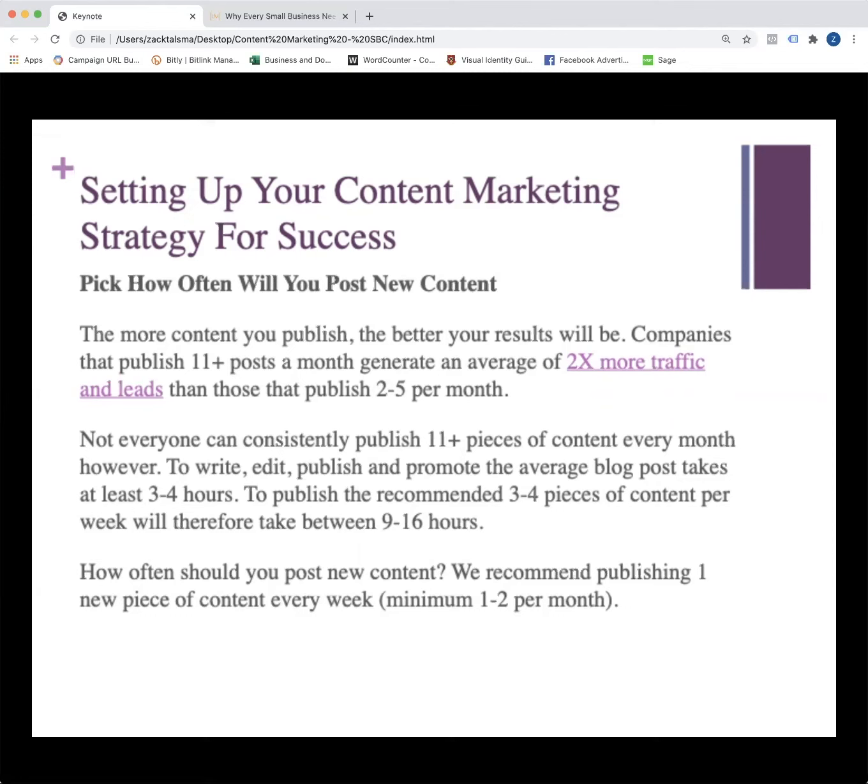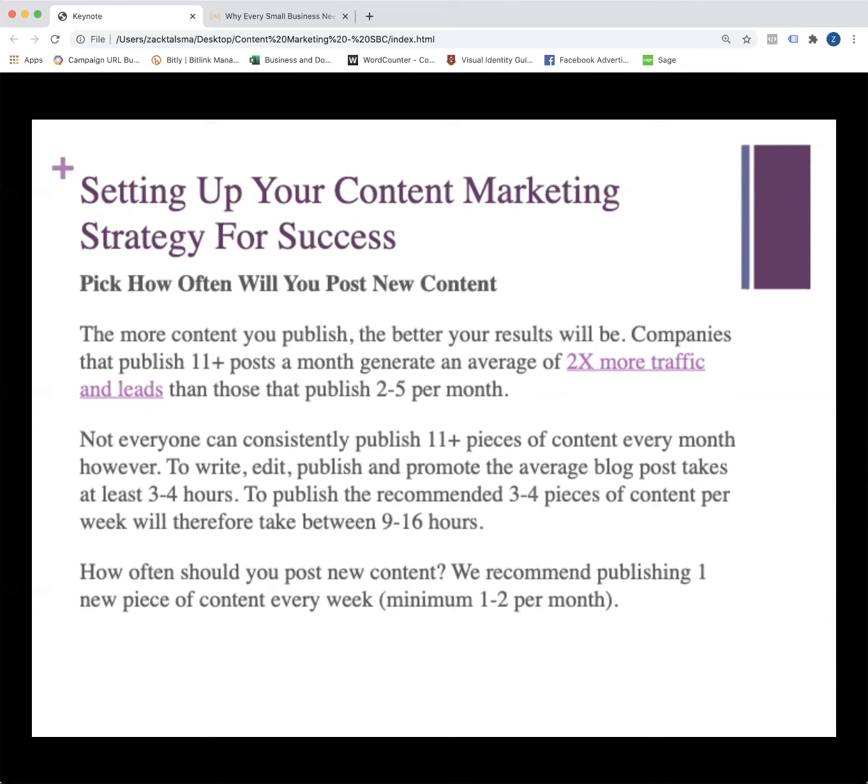Overall, the more content you publish, the better your results are going to be. Companies that publish 11 or more posts a month generally get about twice the traffic of those that publish 2 to 5 per month. But publishing, let's say, 12 pieces every month, 3 to 4 pieces per week, that's a big time commitment.